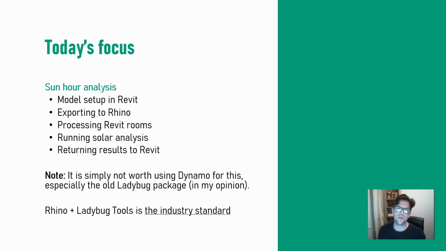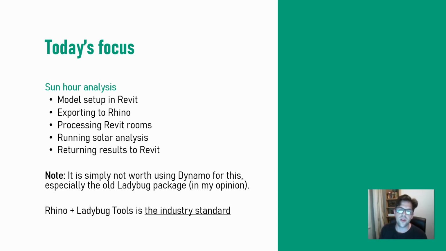It's a fairly typical study, but often isn't done as well as it could be from what I've observed in the industry. It's also a common request I get from people on the channel who might be seeing older versions of this topic. So I'll be showing how you can best configure a model in order to be analysed. From there, how we can export it into Rhino, how we can process the Revit rooms for Rhino, run the solar analysis, and finally return the outcome of the results to Revit for scheduling.